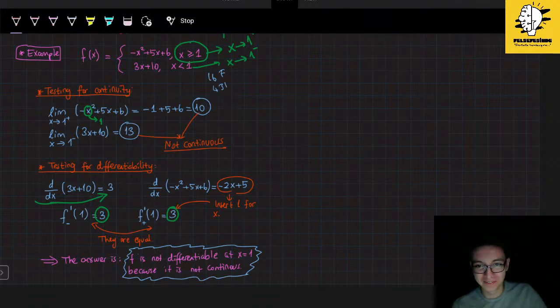Okay, the answer is it's not differentiable at x equals 1 because it is not continuous. First it has to be continuous and then differentiable. It cannot be not continuous and differentiable. Doesn't work. It has to have continuity first. Yes. So I think that's it.